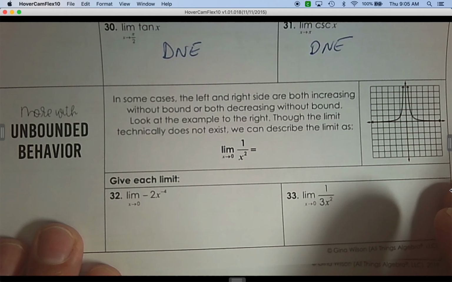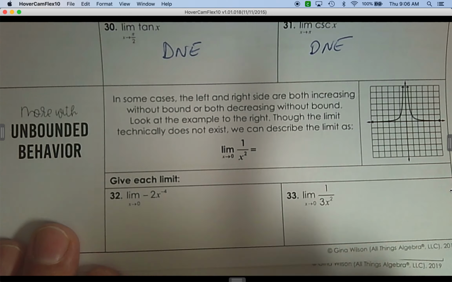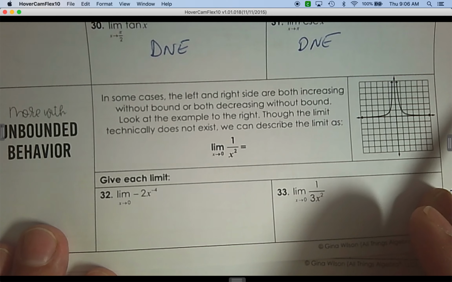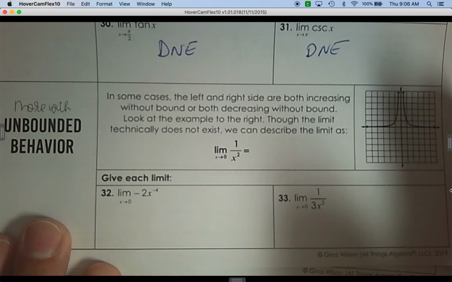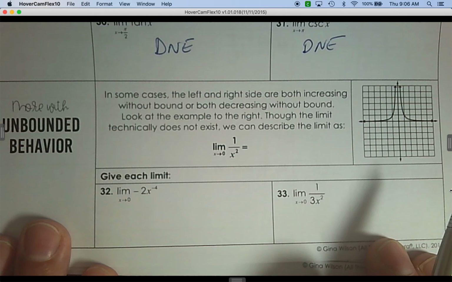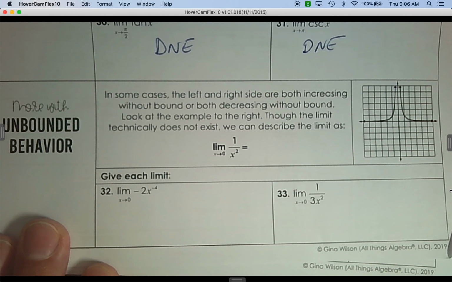All right, in some cases, the left and right side are both increasing without bound, or both decreasing without bound. And so look at the example to the right. Though the limit technically does not exist, we can describe the limit as follows. So I want you to look at this situation. These are one of the arguments in calculus that has not been resolved. So there are two answers that are possible here.